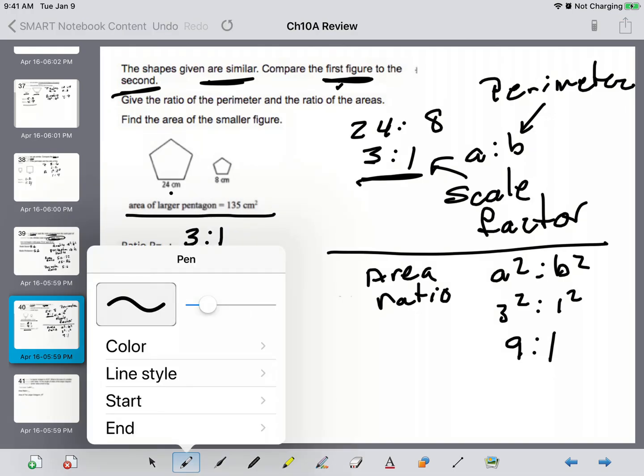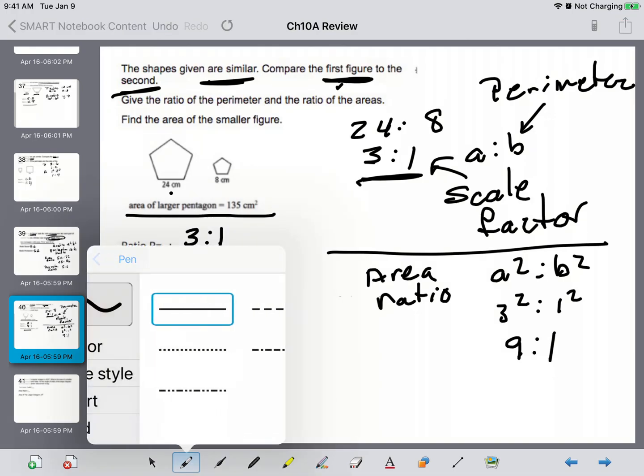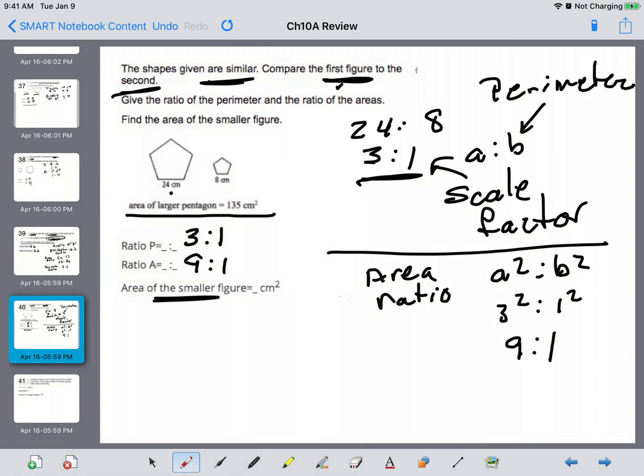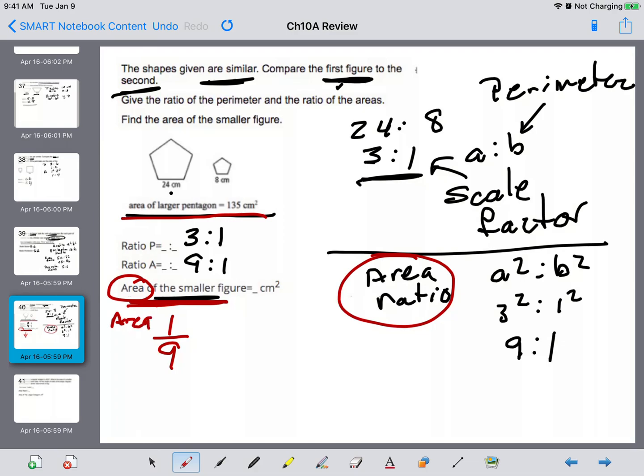Well, let's find this answer. So I want to change colors here. We're going to use this one. So on finding the area of the smaller figure, remember, this is area, and I want to compare apples to apples. What does that mean? I'm going to talk about area ratio. Remember, area ratio, which is 1 to 9, is the reduced ratio of the areas of the two figures. This is an area ratio.